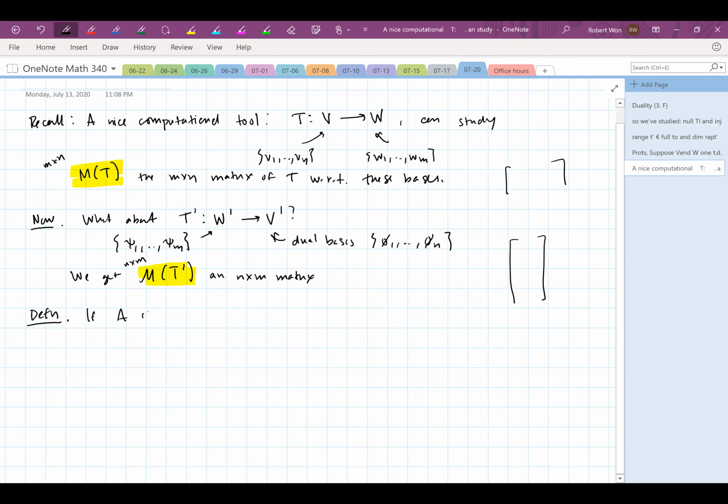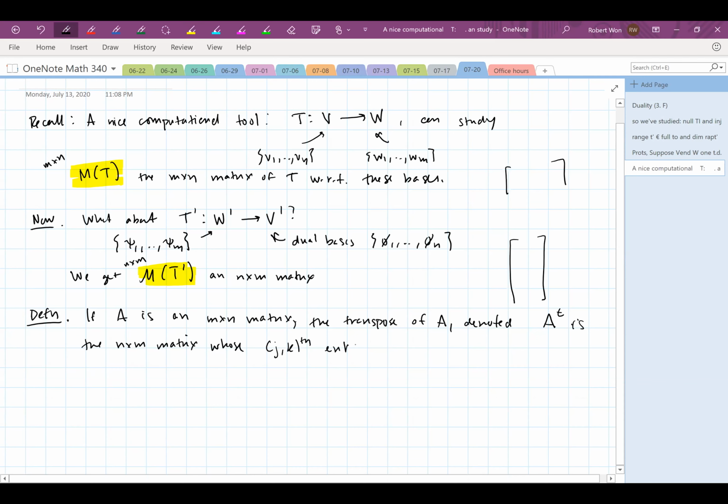Okay, so if A is an M by N matrix, then the transpose of A, denoted A superscript lowercase t, is the N by M matrix whose jkth entry is the kjth entry of A. In other words, the rows of A transpose are just the columns of A. The columns of A transpose are just the rows of A. And so we have this operation that takes an M by N matrix to an N by M matrix.